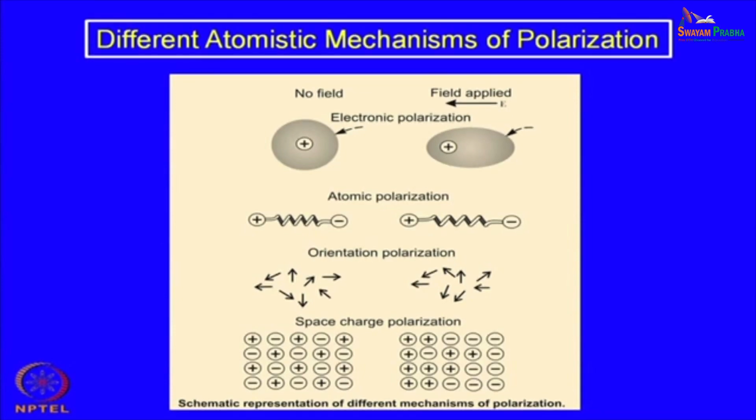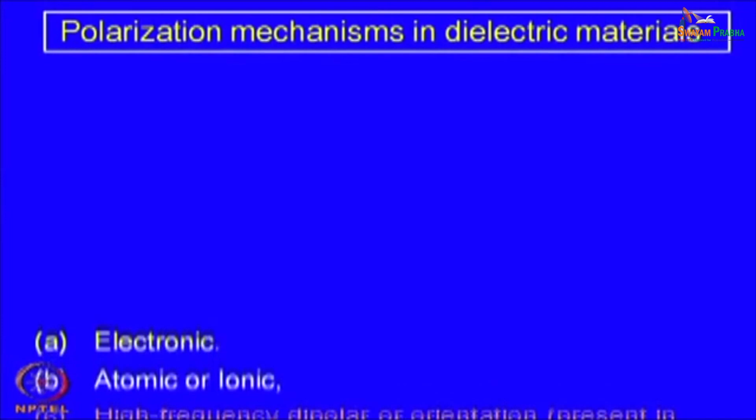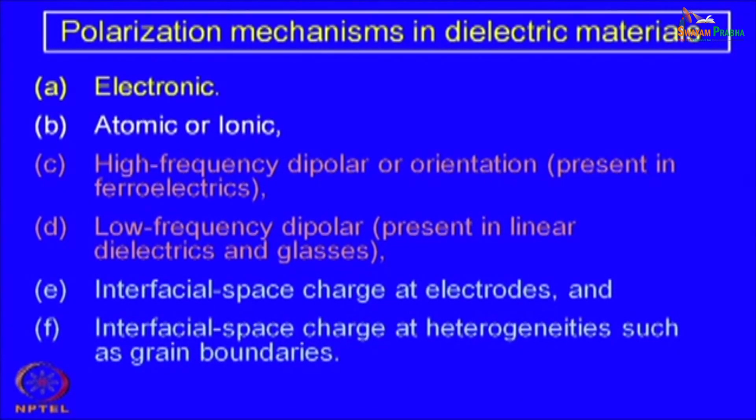Basically, polarization means there is a creation of dipoles or dipole moment. So, it is the increase of the dipole moment that leads to polarization. We have discussed 4 different mechanisms of polarization, namely the electronic polarization, atomic polarization or ionic polarization, orientation polarization, and also space charge polarization. We have also looked very briefly at a little sub classification of these 4 types of polarization.